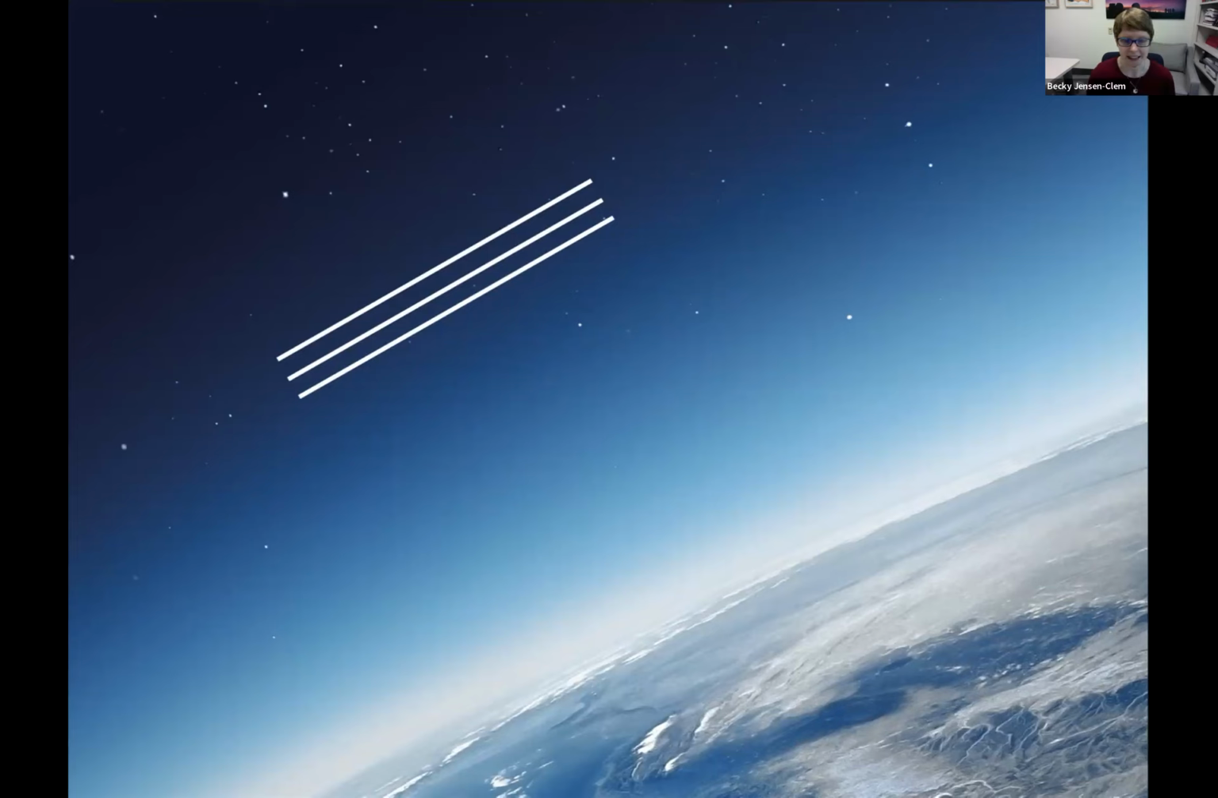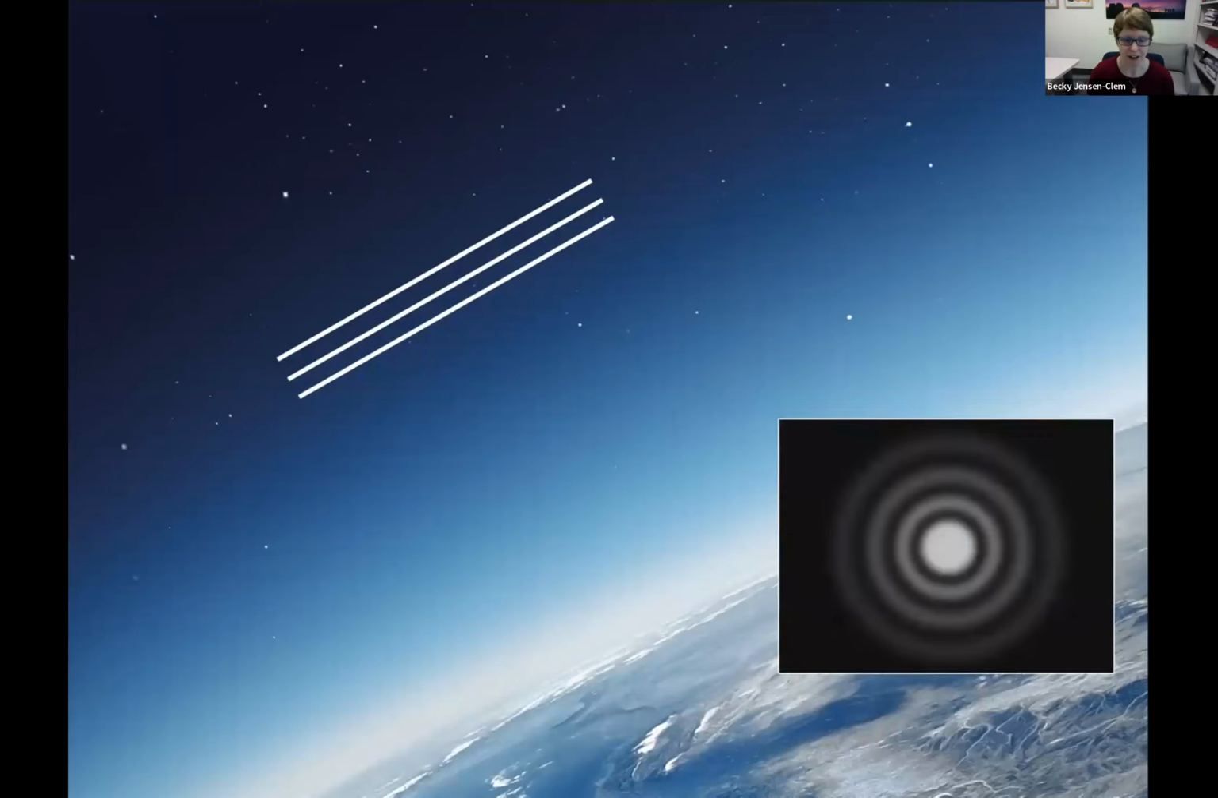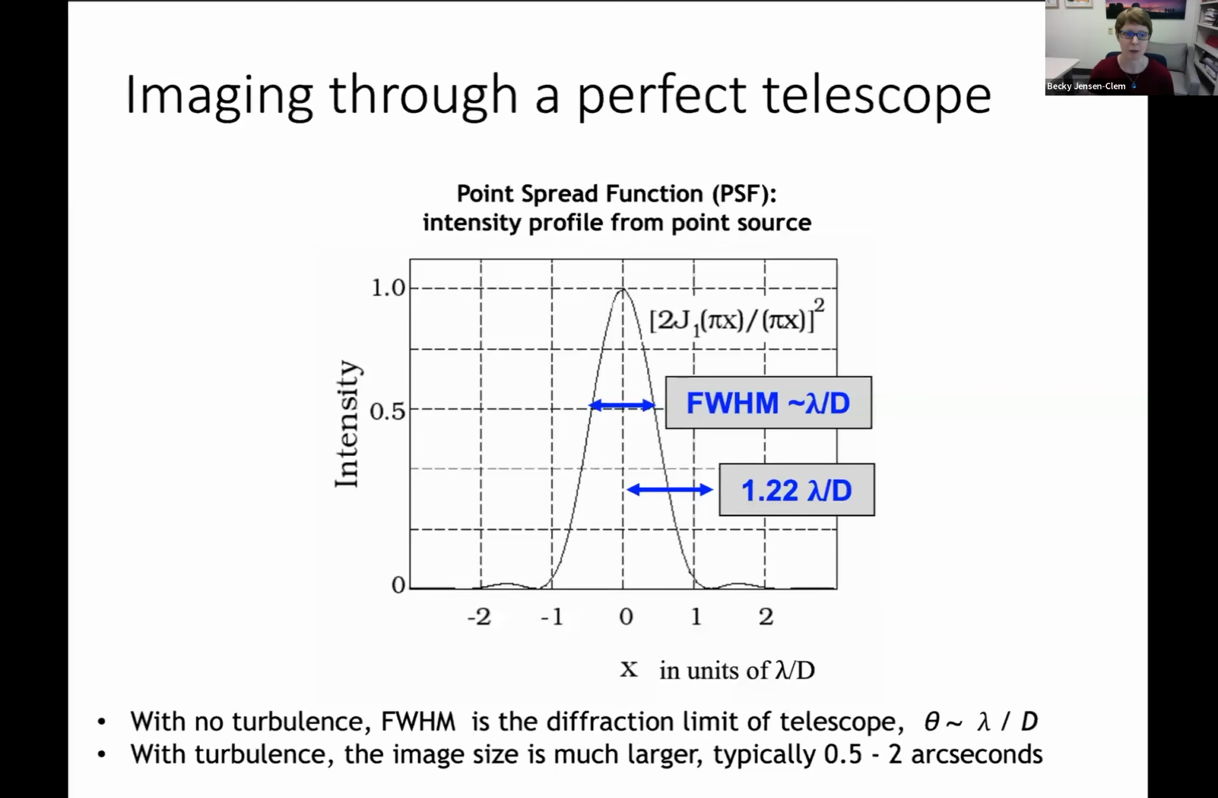If we had an idealized space telescope, then we would bring that light to a focus and we would have our idealized Airy disk. In some of the optics lectures that you had yesterday, you were probably acquainted with the point spread function, the classic Airy disk whose full width half maximum is approximately lambda over D. So with no turbulence or other optical aberrations, that is the characteristic size of your point spread function. With atmospheric turbulence, that image size is going to be much larger, typically on the order of half an arc second to even 2 or several arc seconds in very poor seeing.